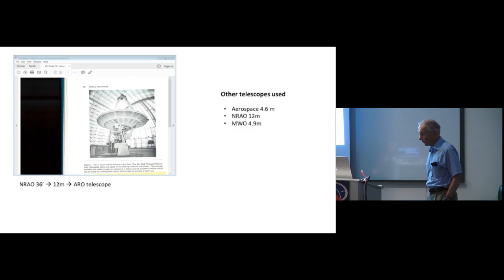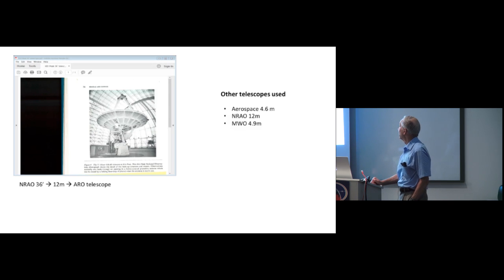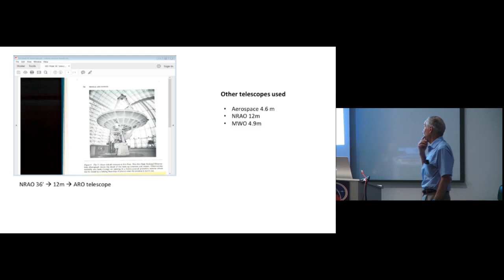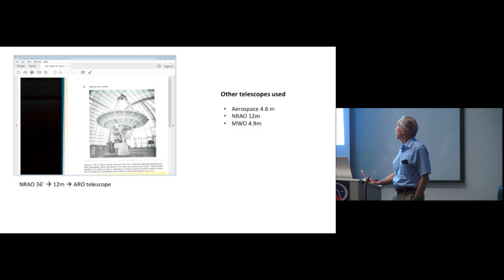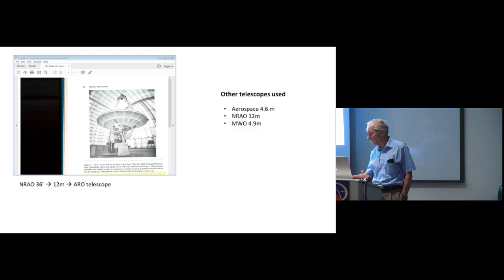Well, in the meantime, while operations were slow at UBC, other telescopes were used. I must say the Americans were always very generous with their facilities for outsiders. And we used the Aerospace 4.6 meter telescope in Los Angeles, the NRAO, which used to be the 36 foot, and of course evolved to the 12 meter, and then eventually evolved to the Arizona Radio Observatory Telescope before it was finally retired. So we used that telescope quite a bit, very good telescope, and also the University of Texas Millimeter Wave Observatory.